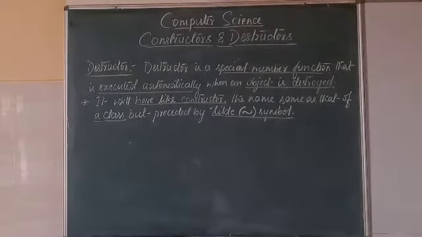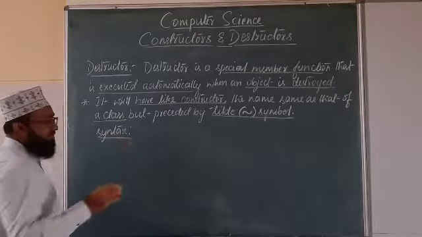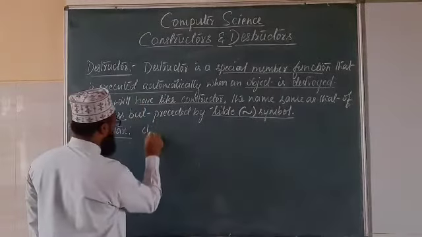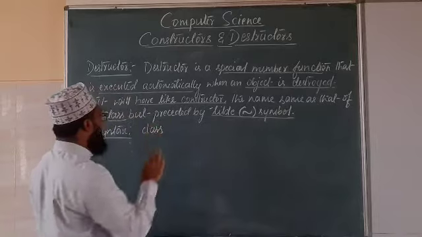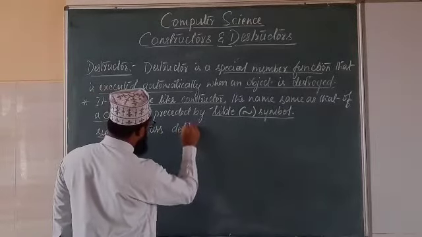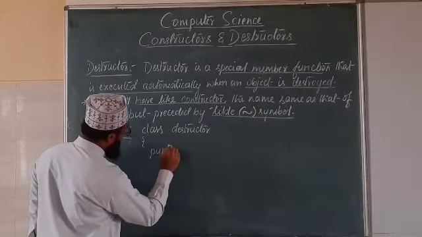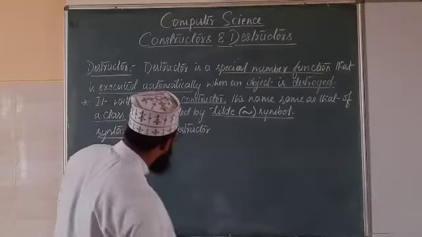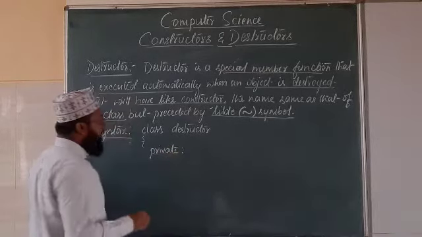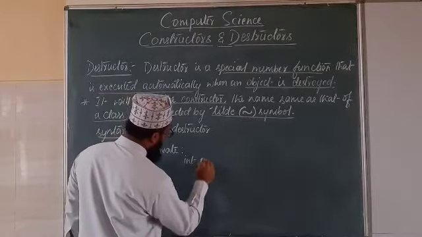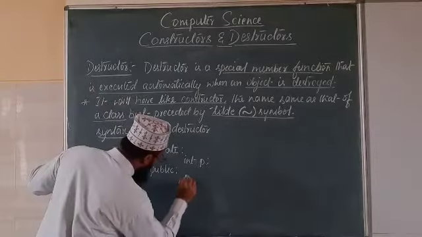Now I am going to give you the syntax for the destructor. I will give you a very simple syntax about the destructor. Take any class name. Just like now, take class name destructor. Then open, after that public. Write first private, and under private take any variable, int p, then under public, here constructor and destructor will come.